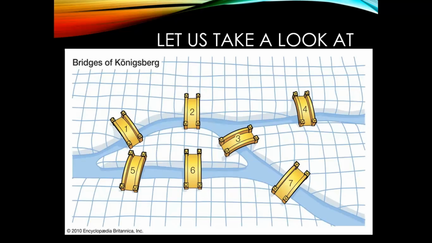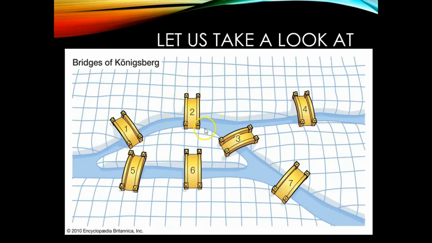Now the challenge was to find a walk through the city that would cross each bridge exactly once. You must be able to cross all 7 bridges exactly once. And how is that going to be possible? Is it possible? Let us take a look at it.